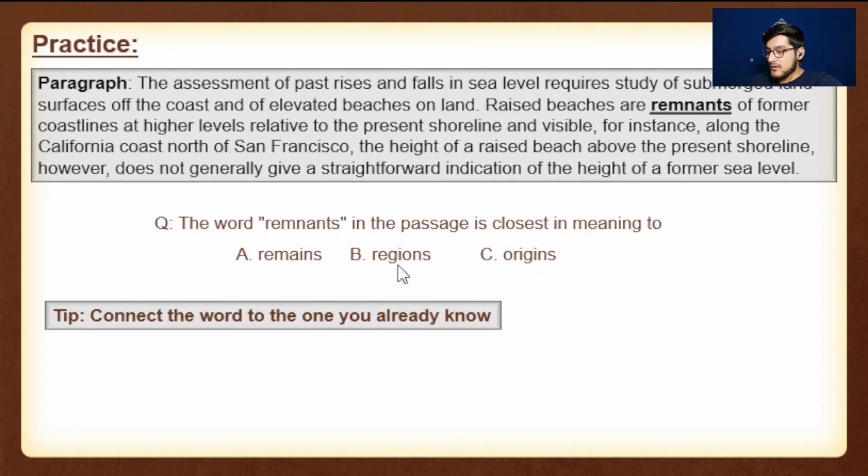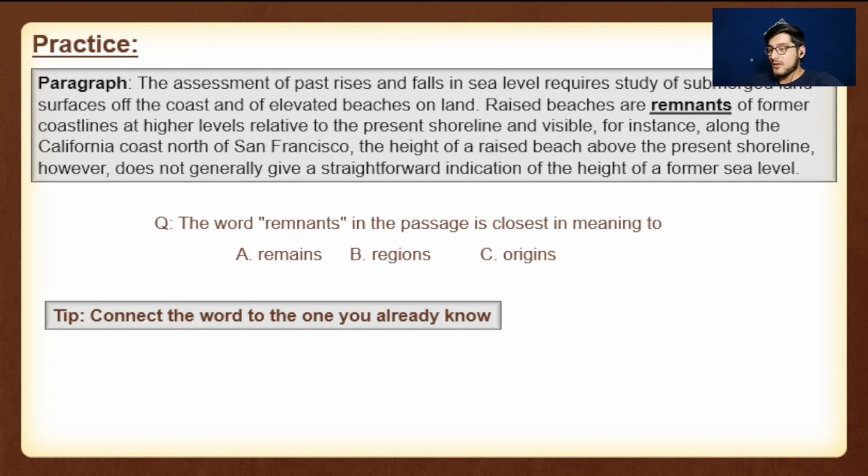The next option is regions. Regions, you know, are districts or areas, and also some kind of geographical locations. Raised beaches is a geographical location. Coastlines is a geographical location. Let's just use it instead of the remnant. Raised beaches are regions of former coastlines. Can it mean that this one location is a location of another location? Of course, it doesn't make sense. Maybe grammatically it's correct, but logically it's not making any sense.